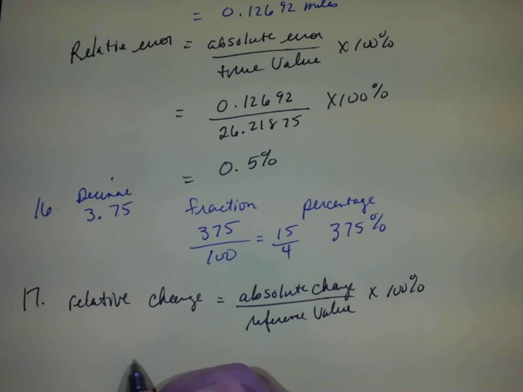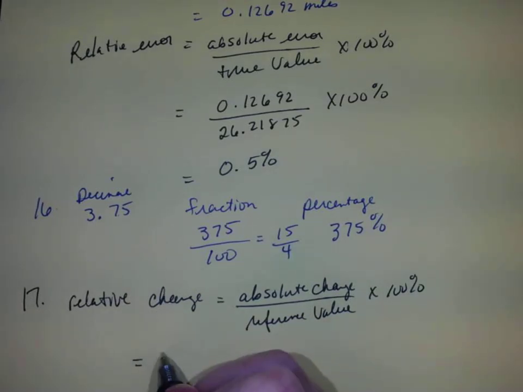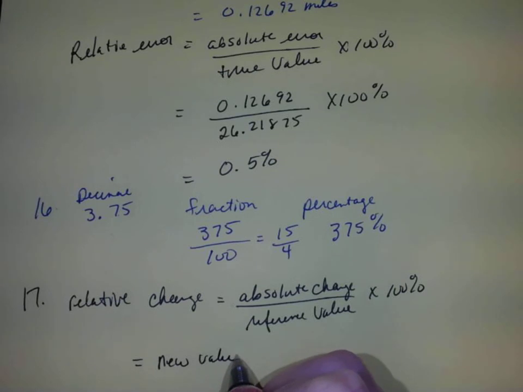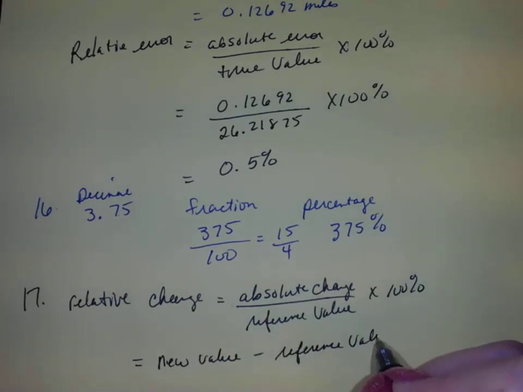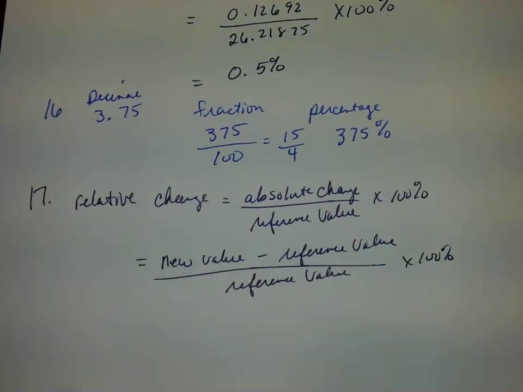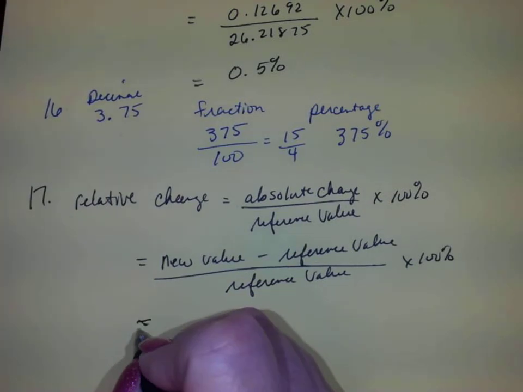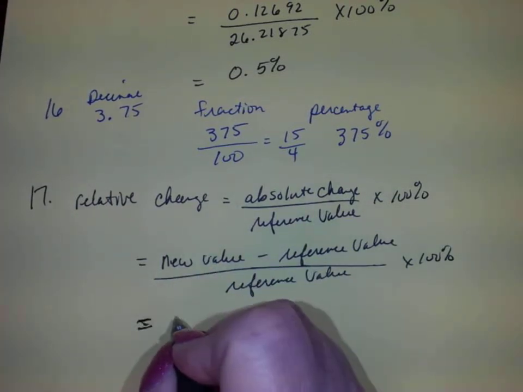Now, if you don't know what the absolute change is, it's very similar to what we just did in problem 15. It's going to be our new value minus the reference value over the reference value, and then multiplied by 100%. All right, so our new value is the one that happened last year.